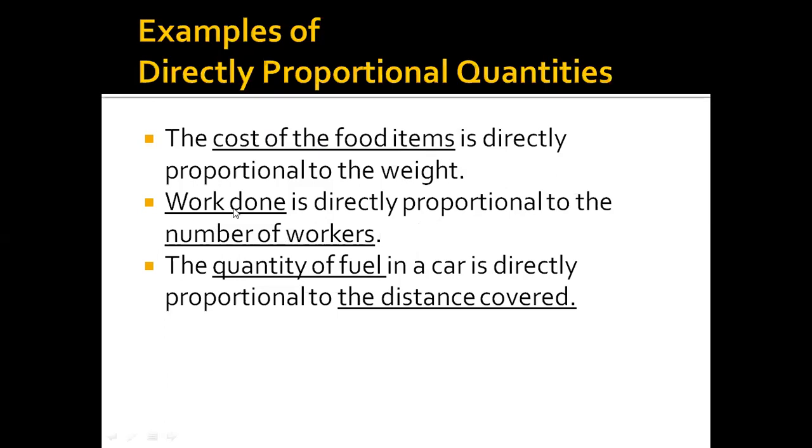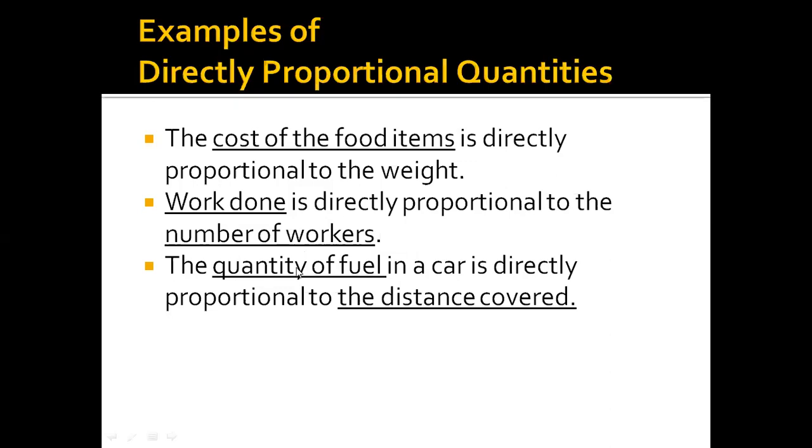Number 2, work done is directly proportional to the number of workers. Let's suppose a building is to be constructed. If more workers are hired, more work will be done. And if fewer workers are hired, if the number of workers is less, then less work will be done.